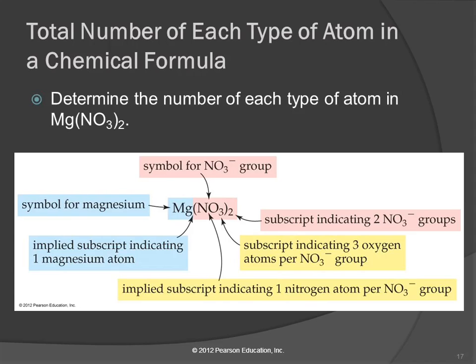So let's look at this. So here's an example. Here's the formula right in here. Here we have Mg, and in parentheses, we have NO3. The parentheses are like the shrink wrap. They're holding this thing together. NO3 acts as a unit. And the subscript on the outside tells us how many of those packages we have.